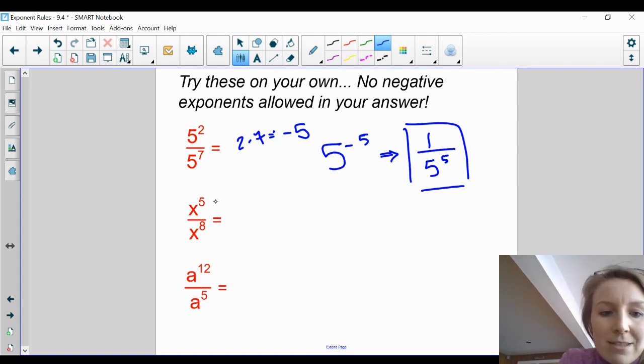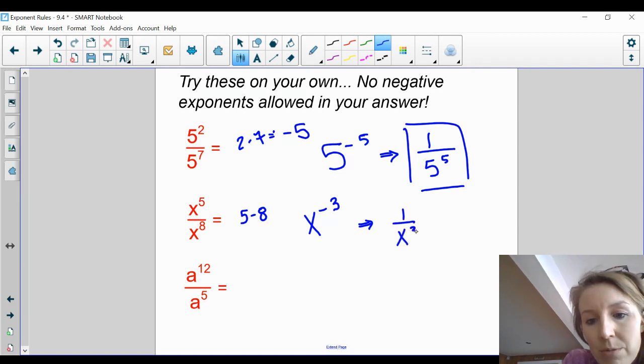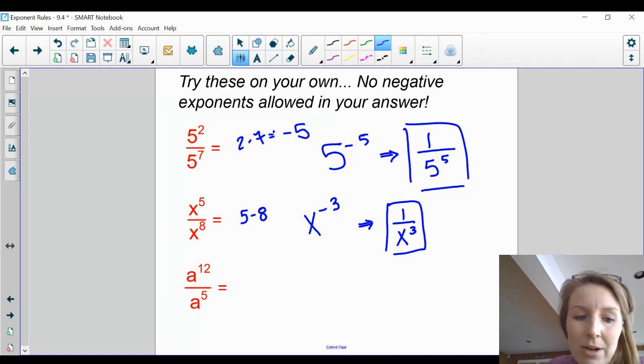So if I have x to the 5th divided by x to the 8th, I'm going to do 5 minus 8, which gives me x to the negative 3rd. So that becomes 1 over x cubed. And pause again, please, and try the last one.